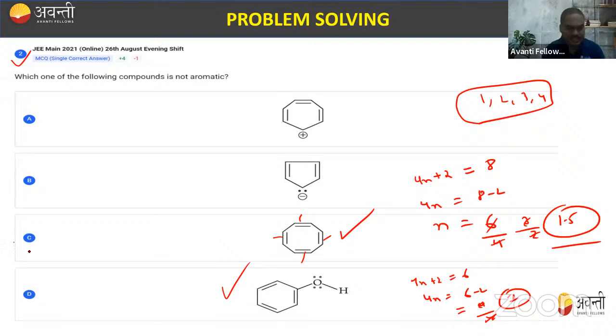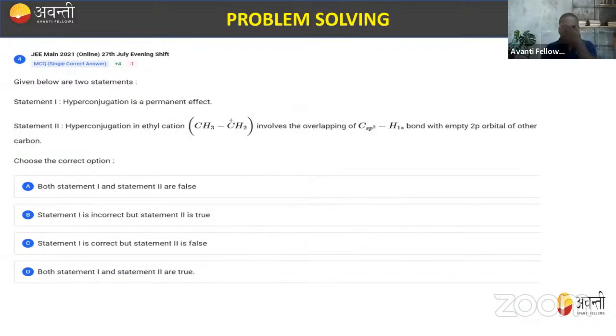So the correct answer is C. Which one of the following compounds is not aromatic? That is C. This one is not aromatic in nature. Chalo, move to the next question, beta.